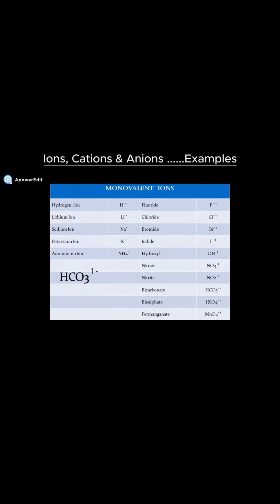Next, SO4 2 minus. This is called sulfate. Again, an anion of divalent. If I write here HSO4, what do you call it? H means you will call it bisulfate or hydrogen sulfate.